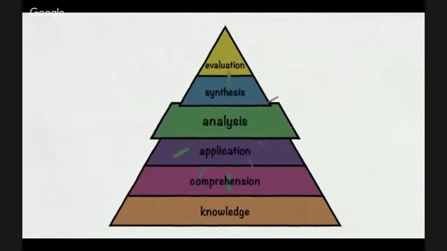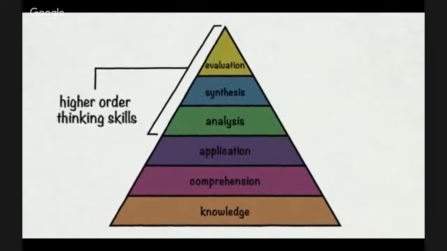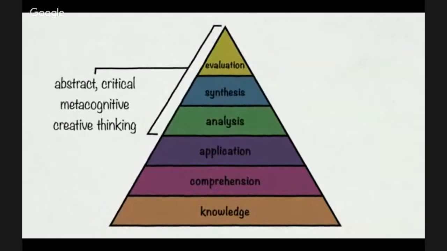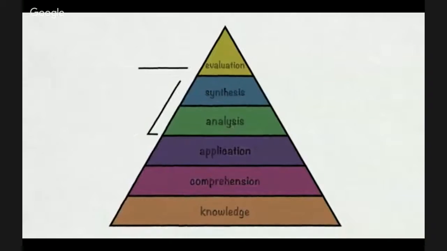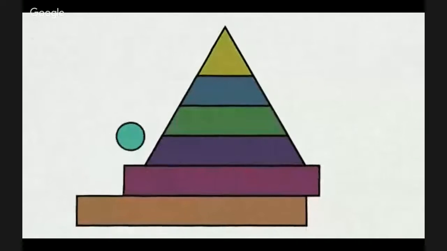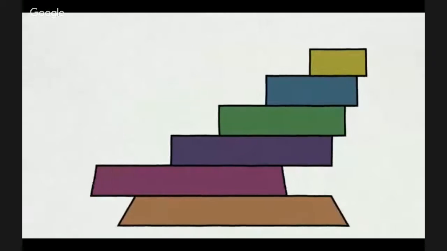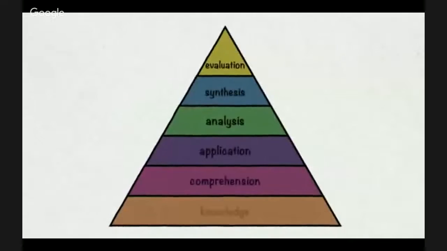The 3 upper levels, analysis, synthesis, and evaluation, referred to as higher order thinking skills, include abstract, critical, metacognitive, and creative thinking. Some have likened the model to a mountain or a stairway, where teachers set learning objectives and design learning experiences to guide students to higher levels of thinking. The taxonomy has become an important model for structuring students' learning processes.